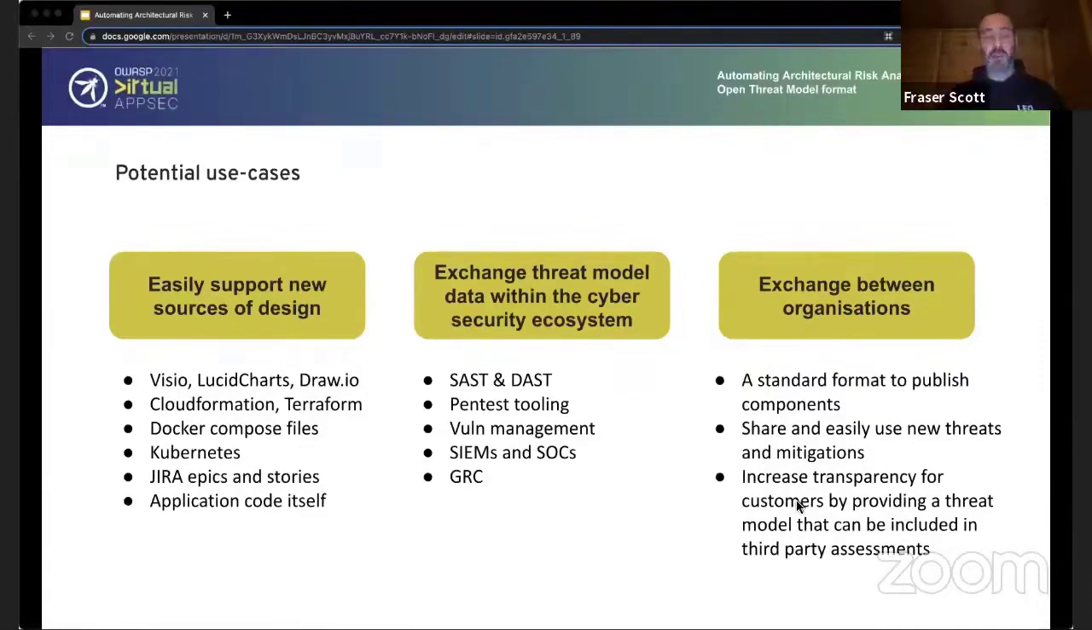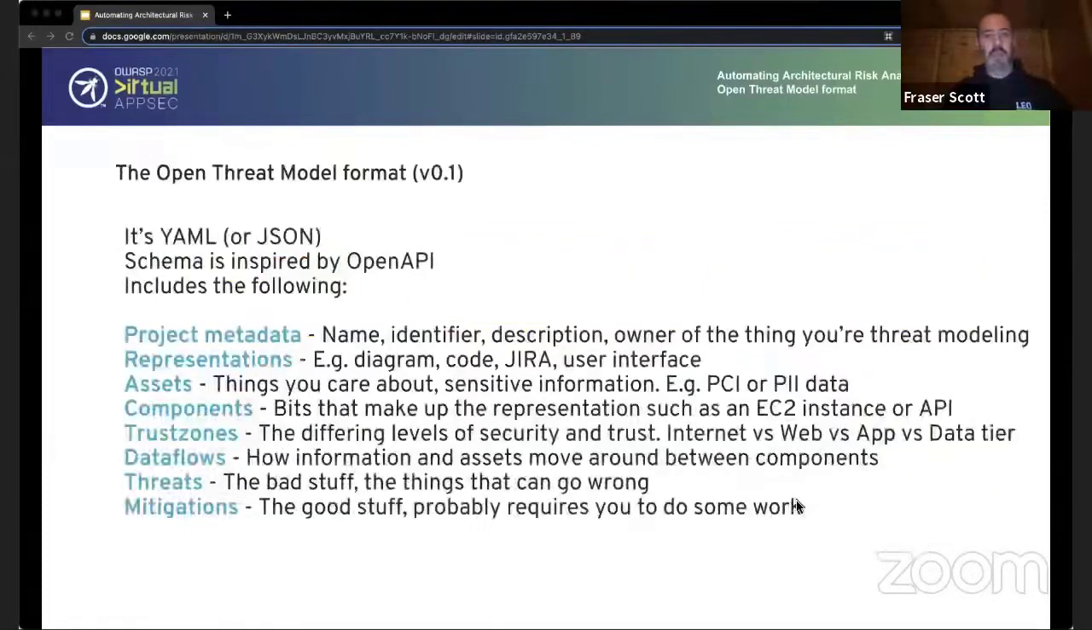And a third one maybe to increase transparency. So maybe if you're doing some sort of third-party assessment, they could provide a passable threat model that you can then put into your threat model tool that looks at it and says, okay, here are the things you need to care about, again, rather than just reading through 200-page PDFs. So there's a lot of interesting use cases that could potentially come out of a structure like this. So I'm going to now dig into the details of what exactly this looks like.